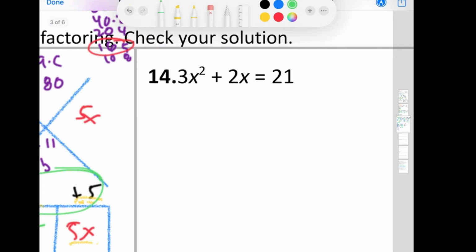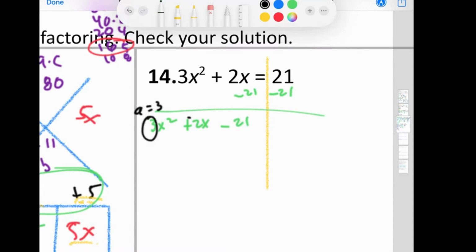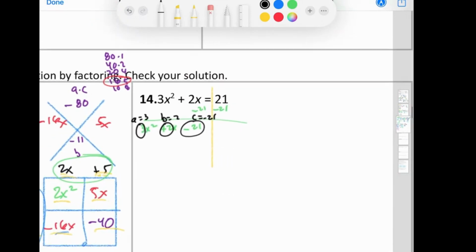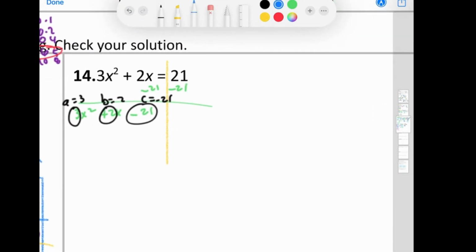Number 14. Oh, the little tricky ones they gave us. Is it set equal to 0? No, it's not. This is a common mistake here. Students who make a mistake will say C equals 21. C equals 21 is wrong because it has to be set equal to 0, like this. See? C is actually -21. Big mistake.